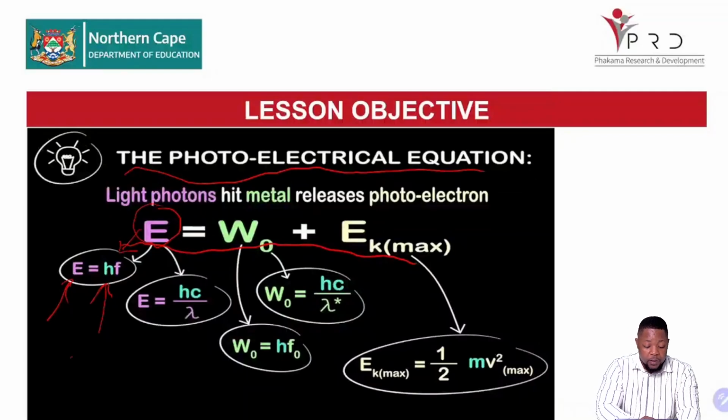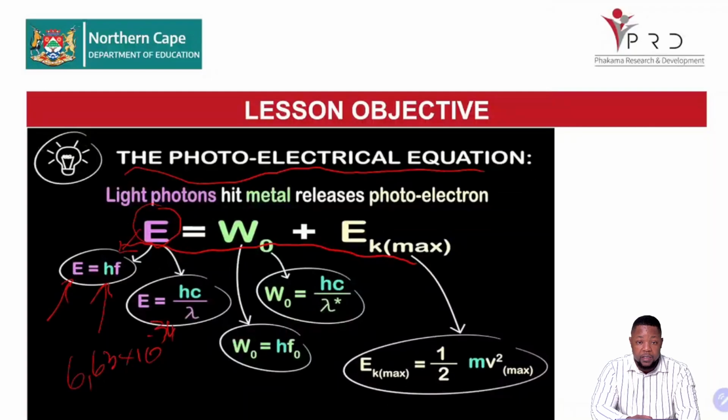34. 6,63 times 10 to the power negative 34. There is no need for you to memorize this value, as it is always provided. And then the F represents the frequency. The frequency can be provided for you to calculate the energy.